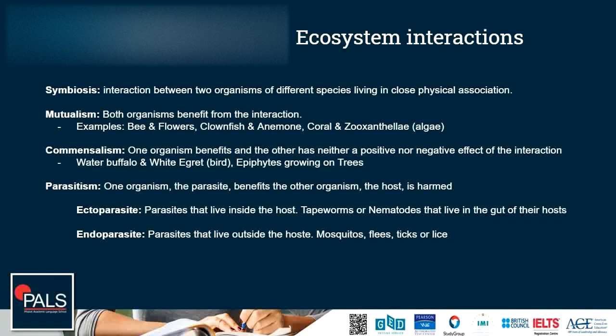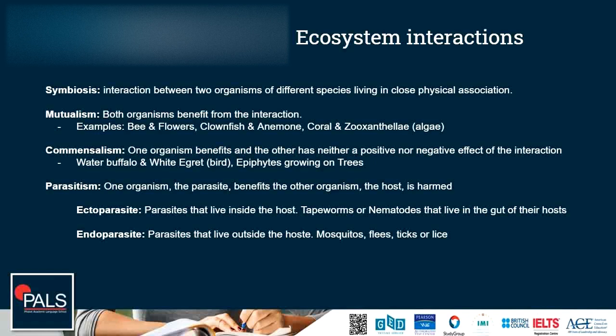Okay, let's have a look at some ecosystem interactions that we find in ecosystems. The first form of interaction is symbiosis, which is a form of interaction between organisms of different species. Symbiosis is usually a very close interaction between two organisms of different species that usually evolves over a very, very long period of time, where these organisms can even become dependent on each other in very extreme cases.